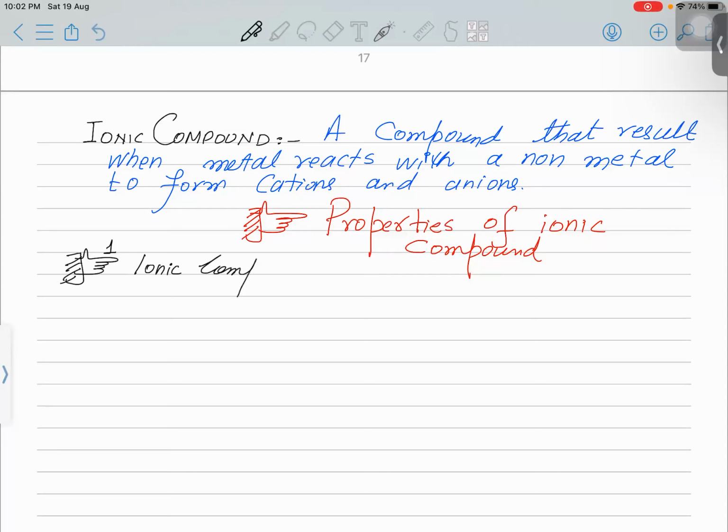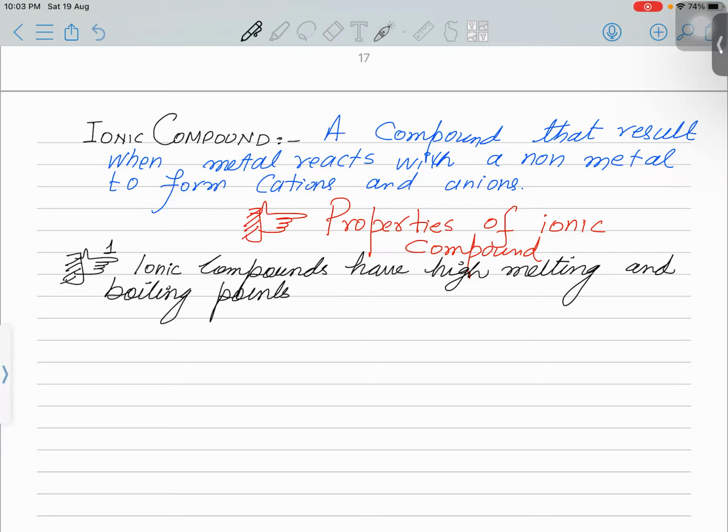Property number one: ionic compounds have high melting and boiling points. Can you tell me why?